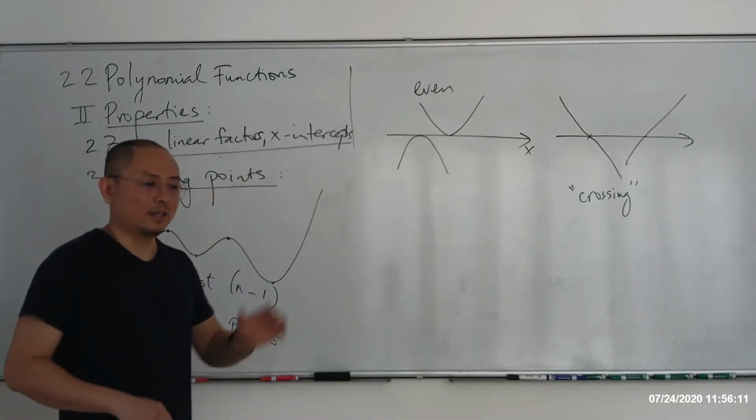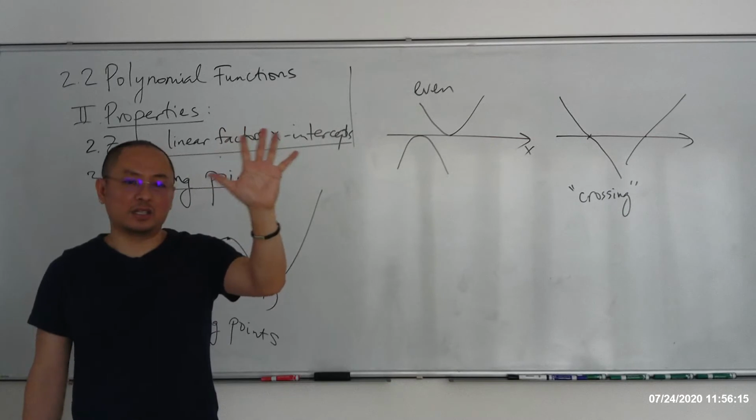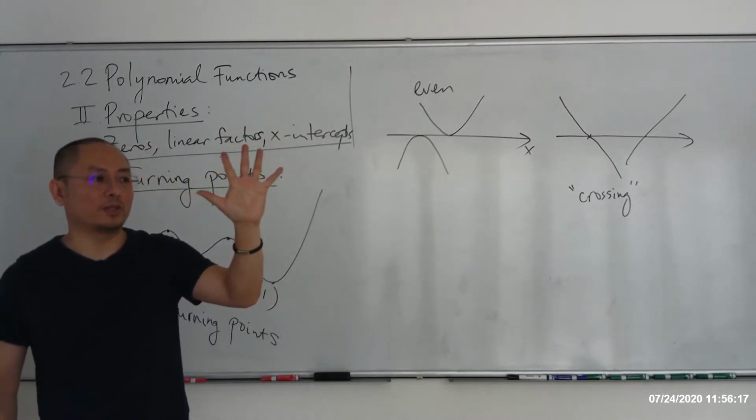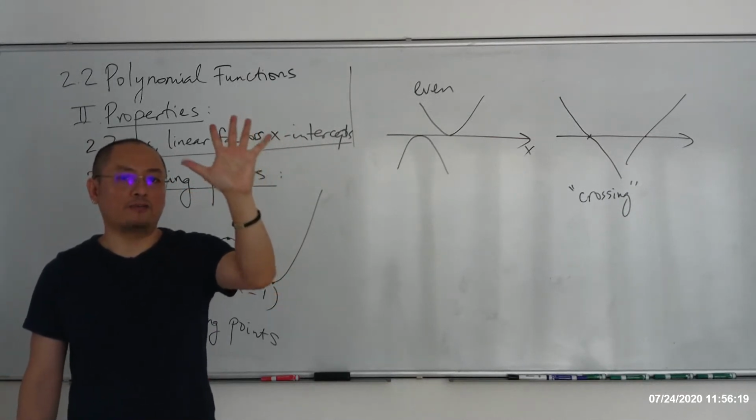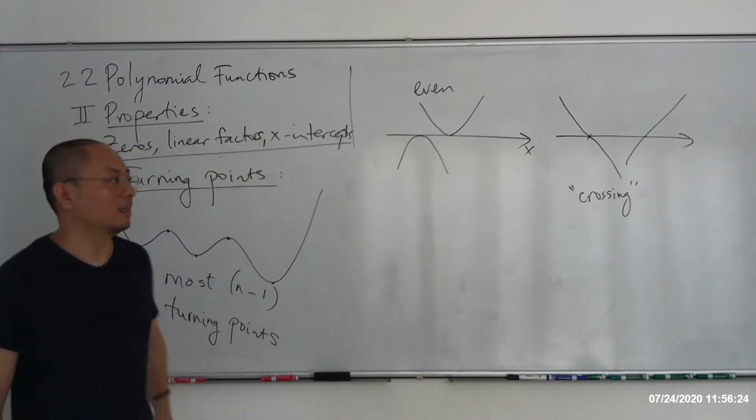degree 6. Then you may have at most 5 turning points, but there's no guarantee that you can always have 5 turning points. Some polynomial of degree 6 may have 5, some other may have 3, some other may have just 1 turning point. Okay?